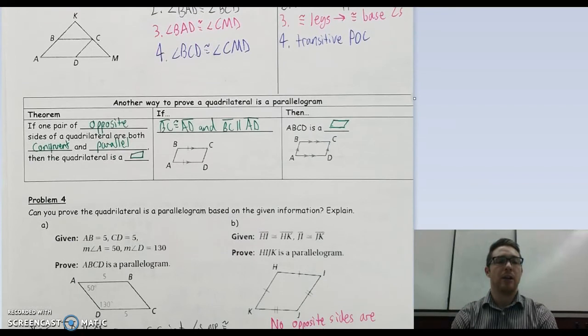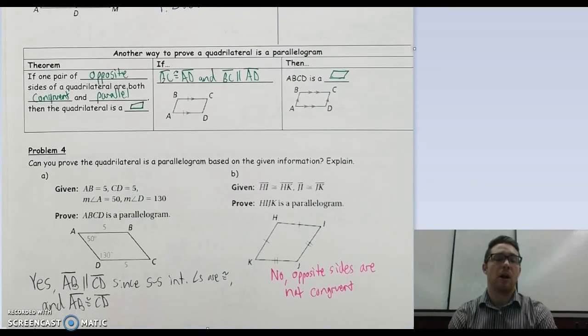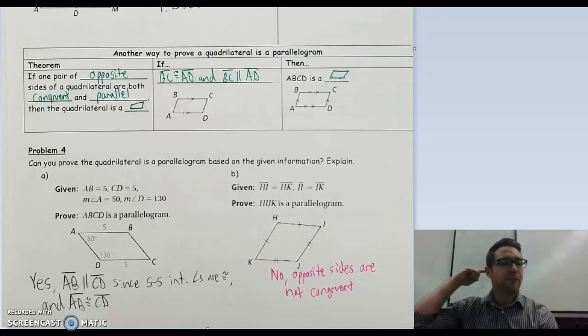So we're going to try and use those facts and any of those other properties we've seen before to see if we can prove that we have a parallelogram. In that first example, it looks like we have a 50 and a 130 degree angle. We also have a 5 and a 5.